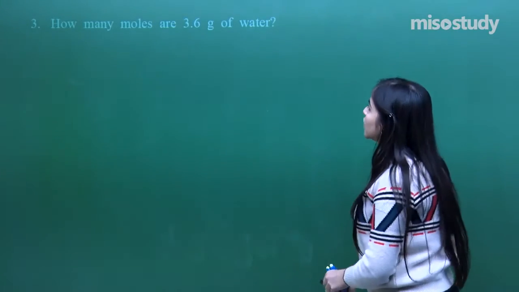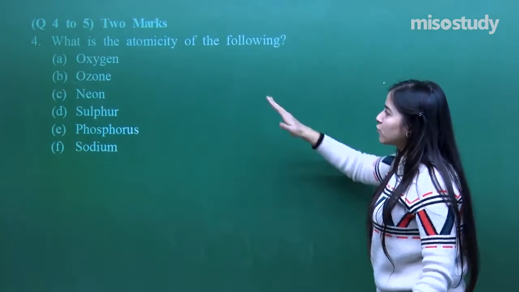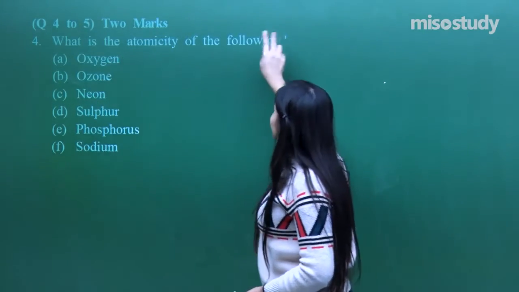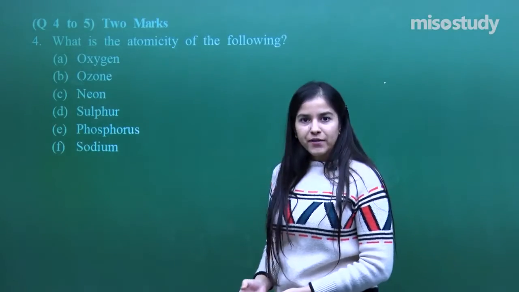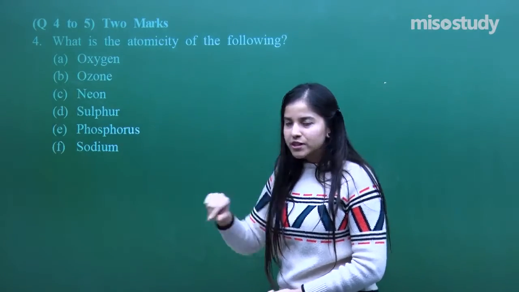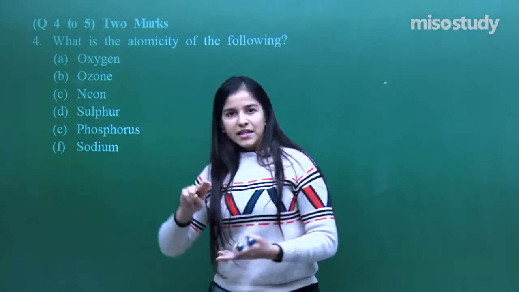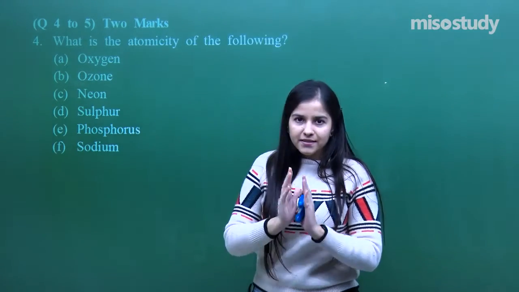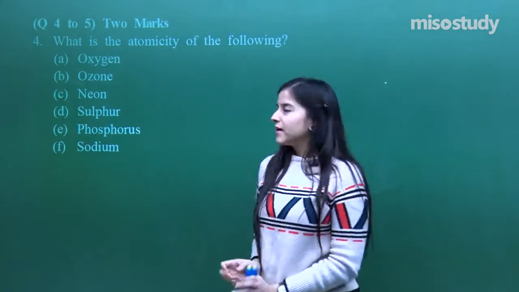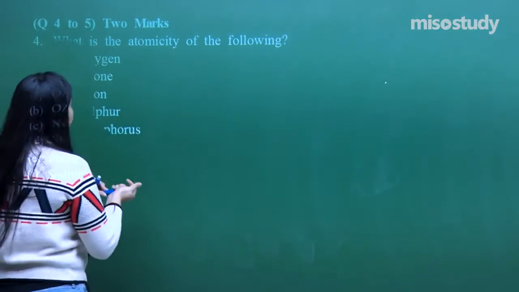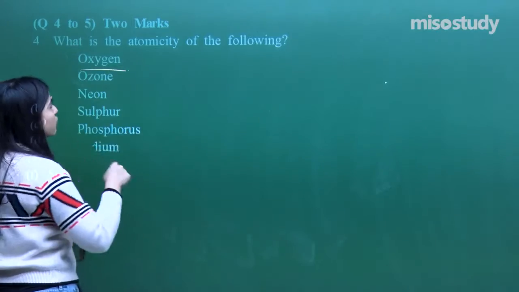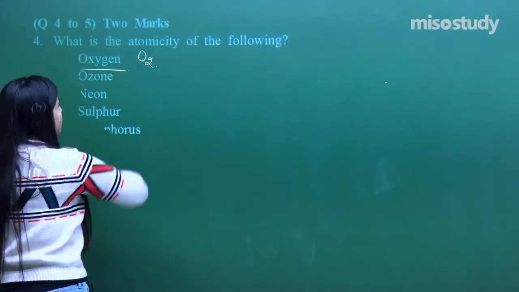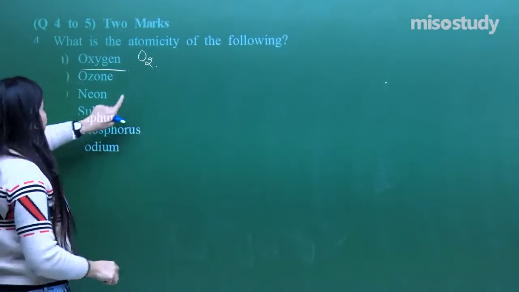Now, question number 4. Now 4 to 5 carry 2 marks. Remember this? What is the atomicity of the following? First of all, what is the atomicity? Atomicity is actually corresponding to whenever an atom combines with the same atom and it exists as a stable compound in nature, right? So what is the atomicity? That means how many atoms of oxygen itself are there in the oxygen gas? O2, it exists as O2, okay, very stable.